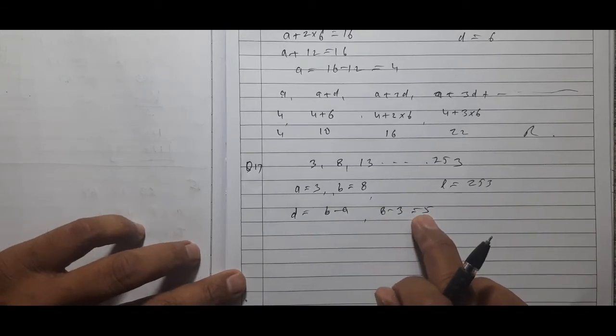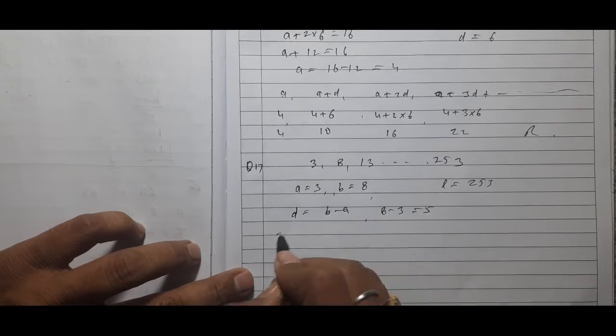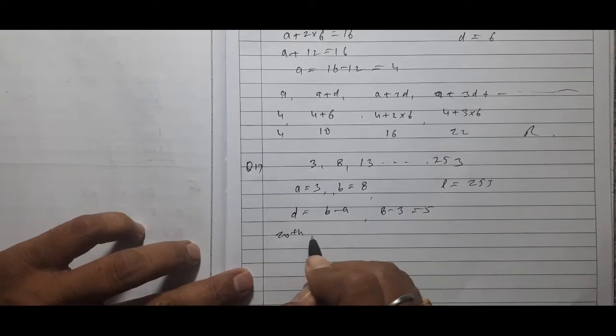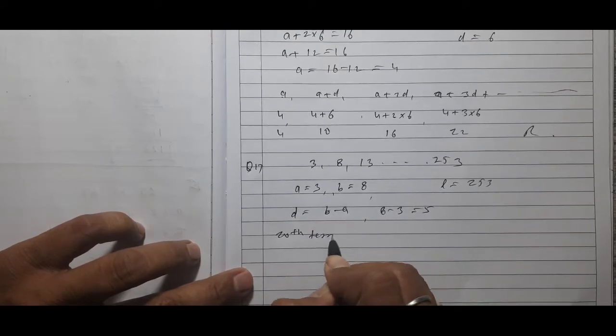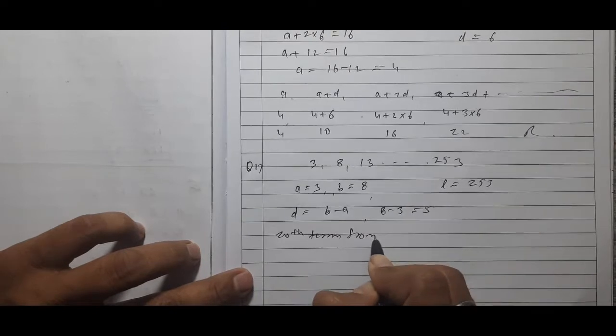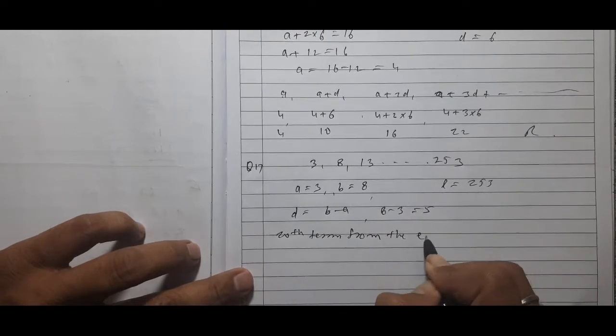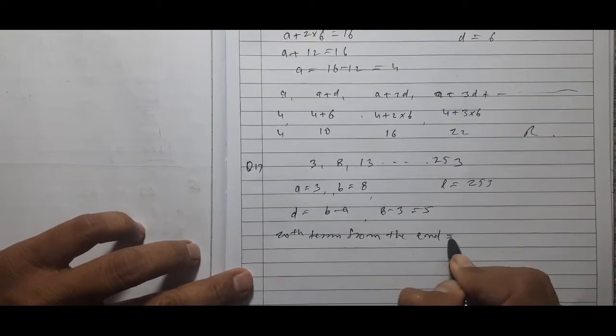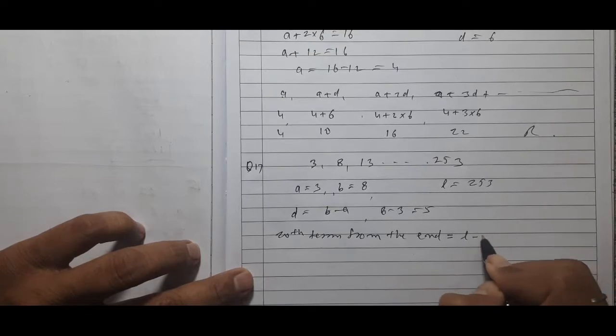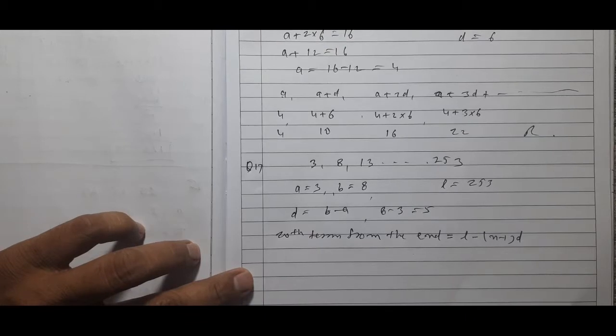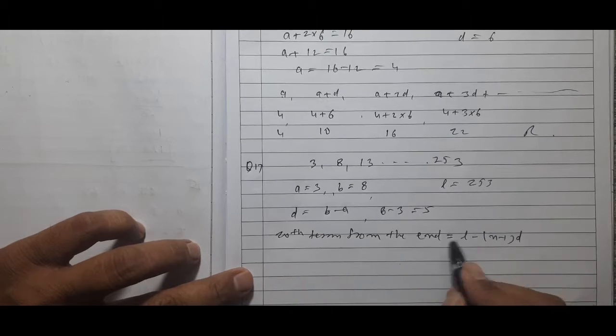We have to use the formula: the 20th term from the end is equal to L minus (n minus 1) into D. This is the formula of any term from the end. Any term from the end, the formula is this.